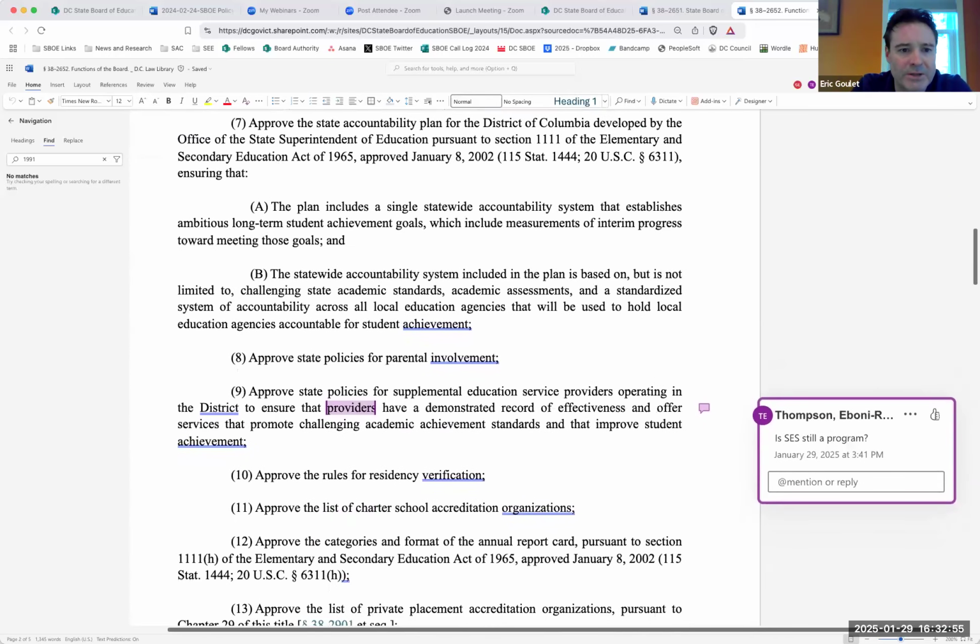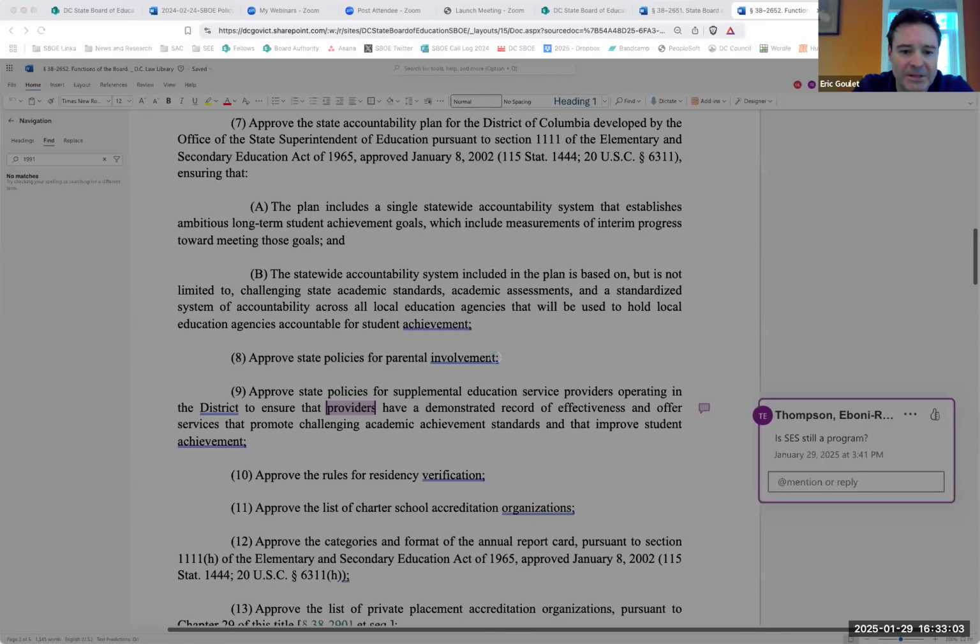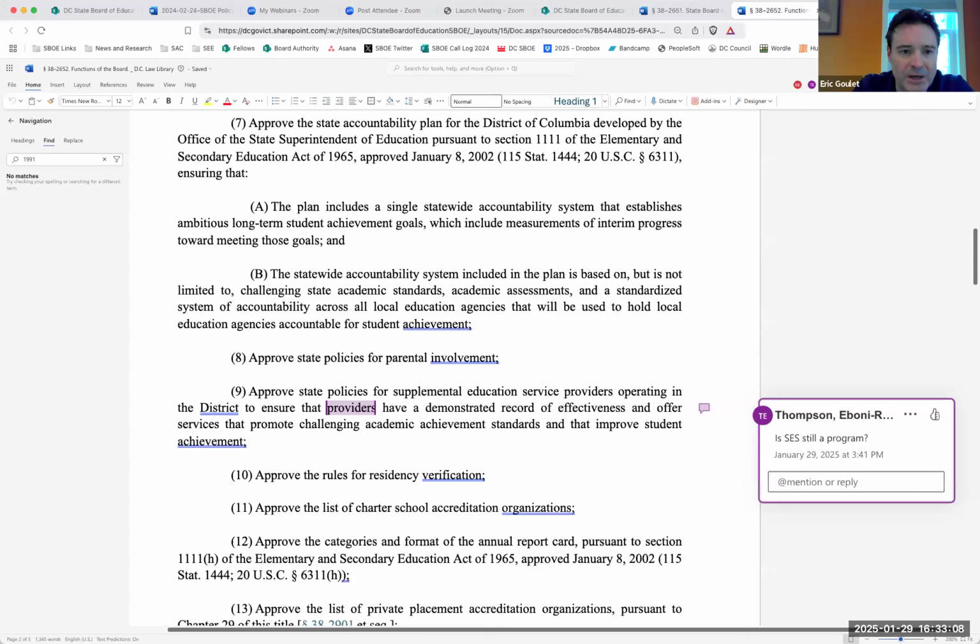On the other one you mentioned, Representative Thompson, I'd also be interested in that, but maybe we would want to check with OSSE, because we're just approving the state policy here. So I would assume it would be OSSE transmitting to us the state policies for whatever supplemental education service providers are required to meet. Again, I think OSSE would be drafting these standards and sending them to us for approval. So would it make sense for us to check with OSSE to see if they've been submitting these to us?